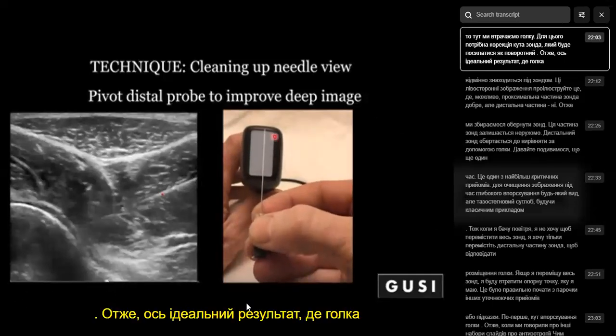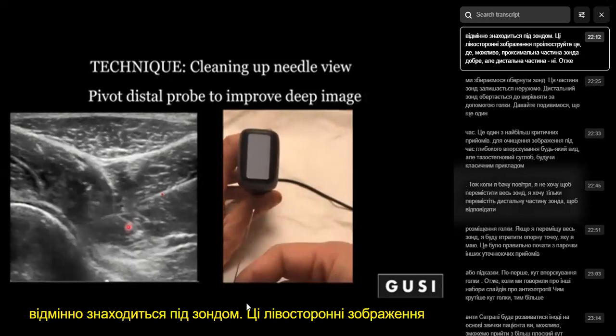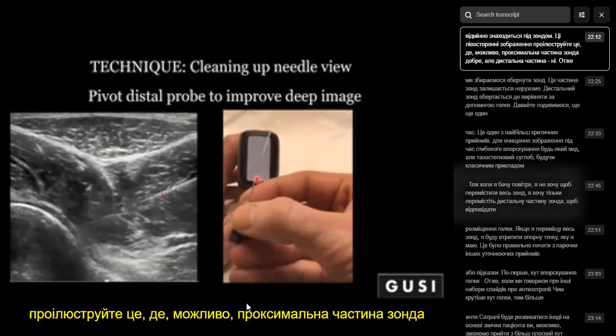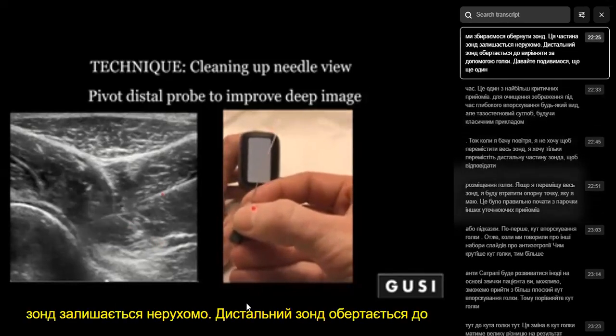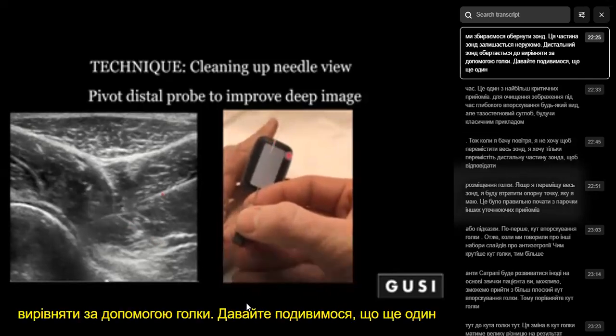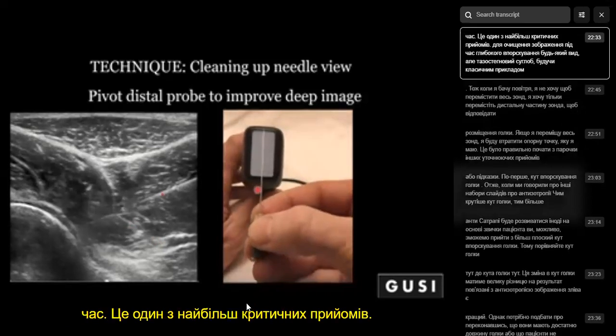So here is the ideal outcome where the needle is perfectly under the probe. These left-sided images illustrate this, where maybe the proximal part of the probe is good, but the distal part is not. So we're going to pivot the probe. This part of the probe stays still. The distal probe rotates to align with the needle. Let's watch that one more time.